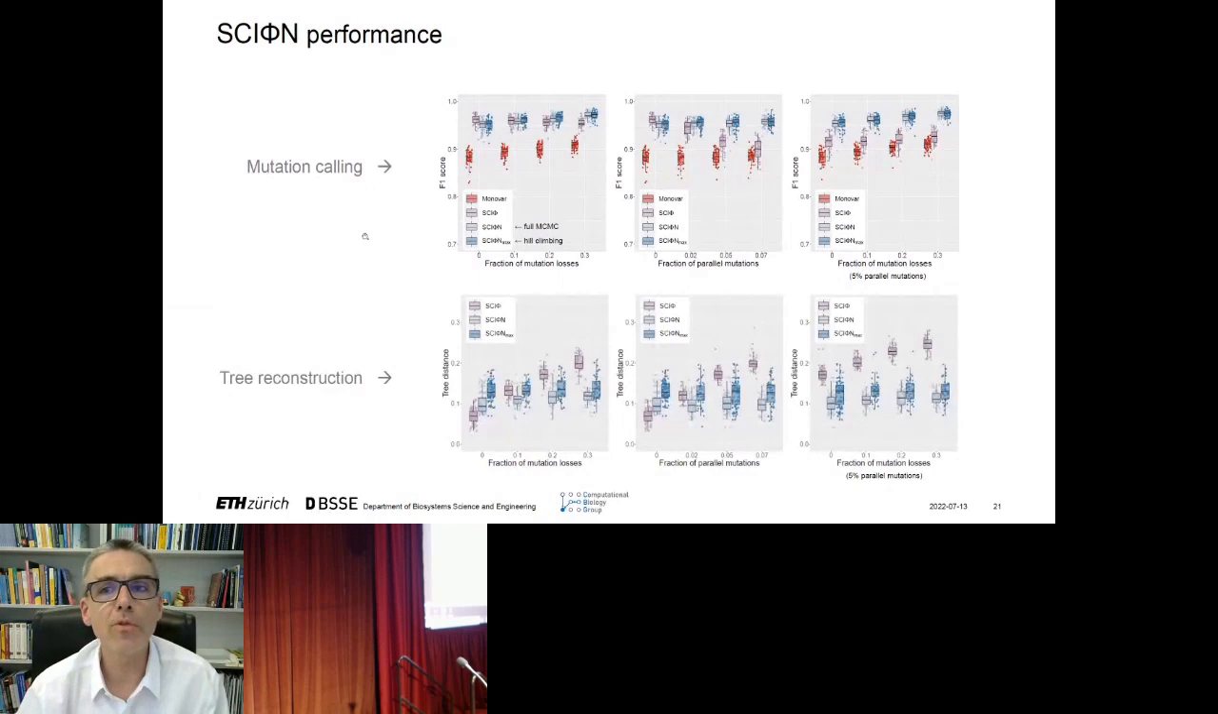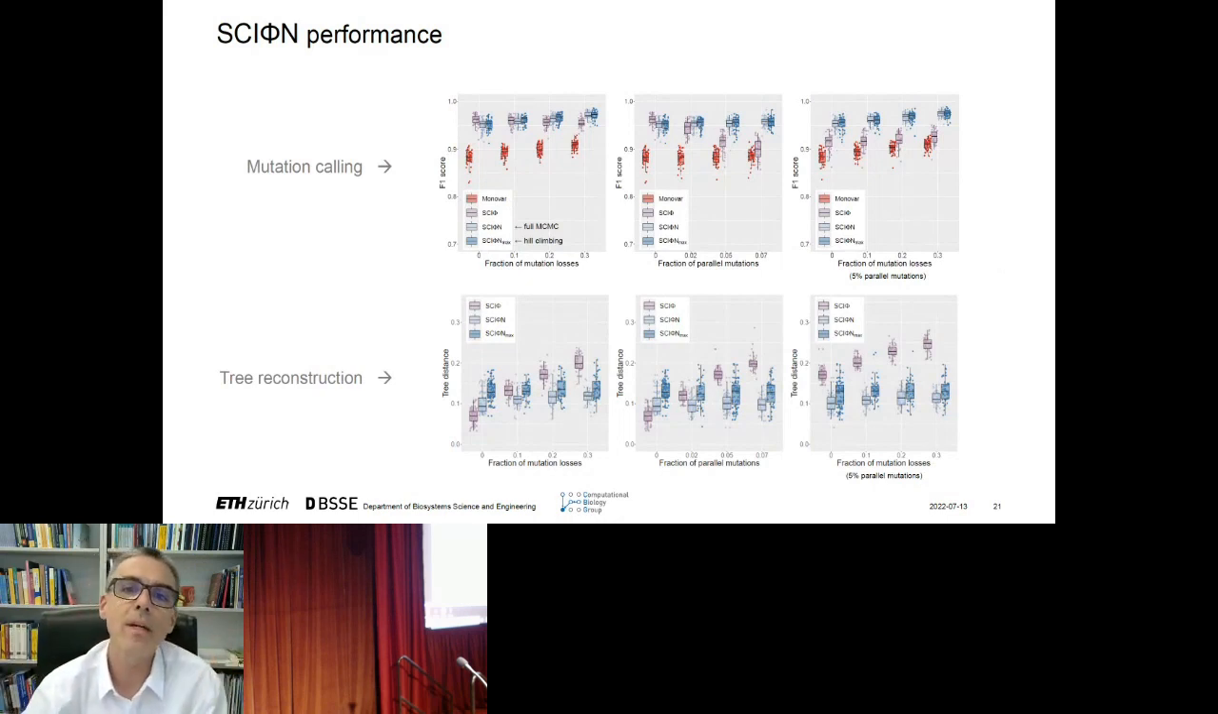Just very briefly looking at the performance of this method, the first row here is about mutation calling. So this is looking at the ability to get mutation calls correct. And it's comparing the model psi-finite here with a variation of it that, rather than the full MCMC, includes just a more heuristic search, a hill climbing strategy to get faster to a result. It compares it with the previous version of the model that did not allow violations of the infinite sites assumption, and it compares it to MONOVAR, which is a single cell mutation caller, but not taking the tree structure at all into account.